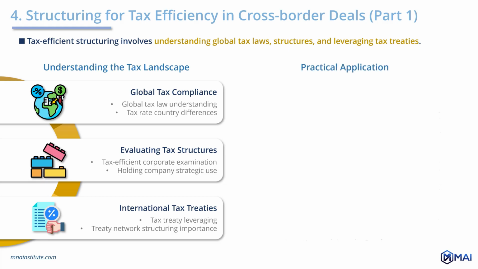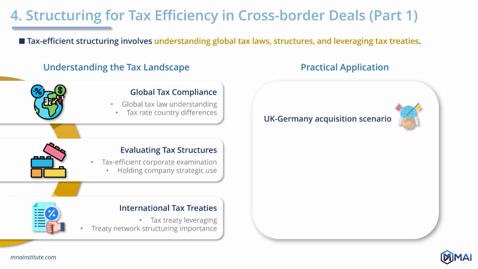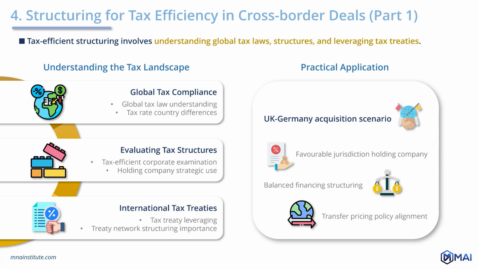Practical application. Let's take an example before delving into tax-efficient strategies. Consider a hypothetical scenario where a UK-based company acquires a tech startup in Germany. To optimize tax efficiency, establish a holding company in a jurisdiction with favorable tax treaties with both the UK and Germany. Structure the financing mix to balance debt and equity, considering the tax deductibility of interest in Germany and dividend withholding taxes. Align transfer pricing policies with market rates and international guidelines to avoid tax disputes.